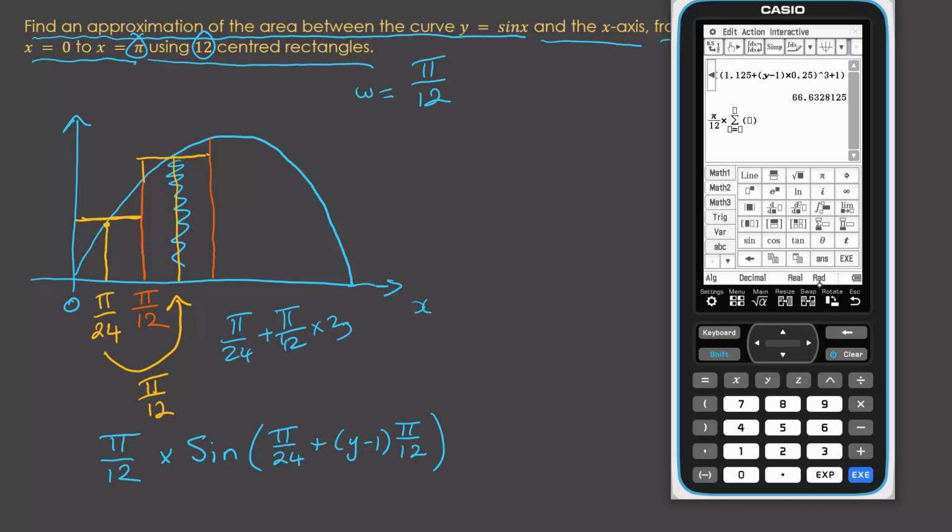Now I'm using sine here, so I'm just making sure I'm in radians, and I'm going to use y as my running number. So I'm going to go from y equals 1 to 12 because I've got 12 rectangles, and then in here I'll put in sine, and we'll do pi divided by 24 plus y minus 1 times pi over 12.